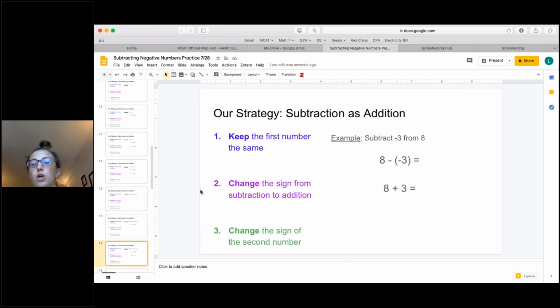Again, now I only have positive numbers. That's easy for me to work with. Good thing we tried that, because now I see this is an easier problem. I just have 8 plus 3, now I get 11.